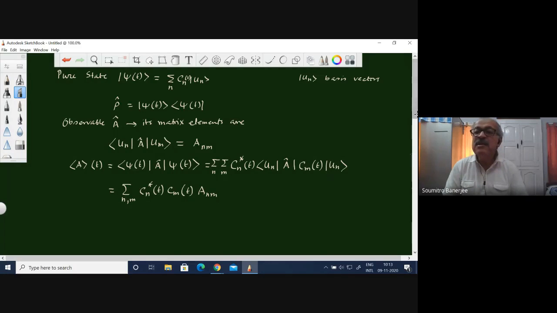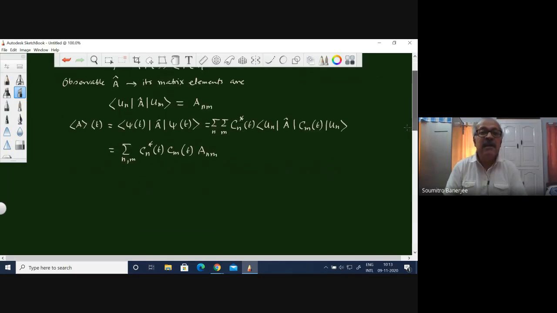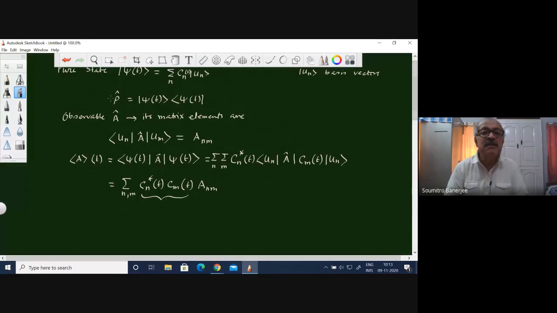So you notice that these terms are essentially the elements of the density matrix. Density matrix means this. Right? This is the density matrix of the pure state.